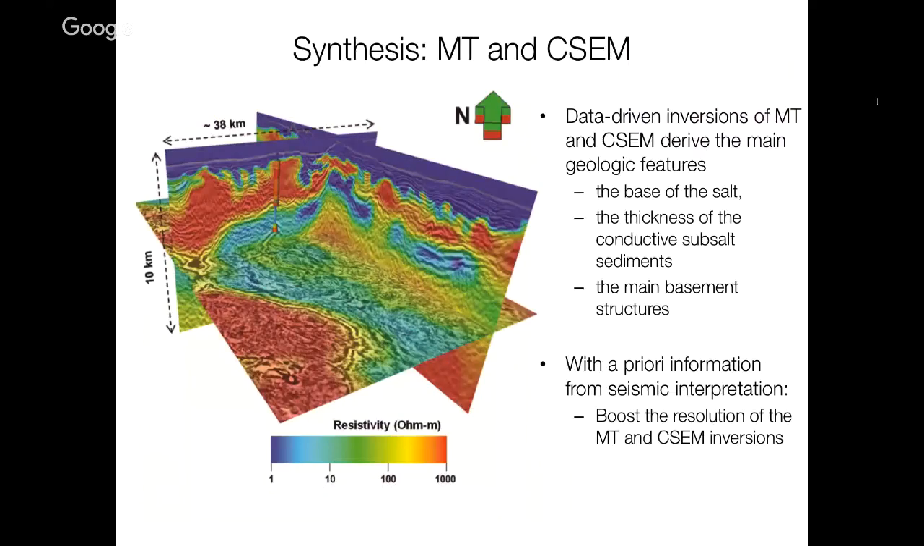Right, so the synthesis from MT is that we got the overall structures: the LES, the resistive LES, and the basement. And by using CSM, we could really narrow it down in the LES layer, and then distinguish the resistive halide and their clastic setting. And by using some a priori information, they really narrowed it down and got a high quality resistivity inversion result.